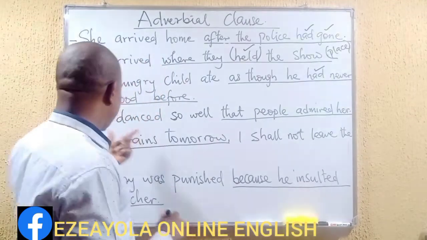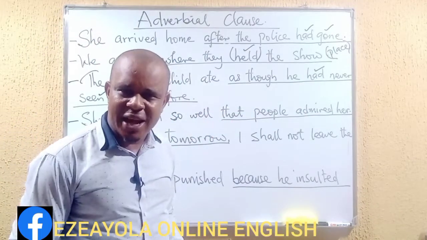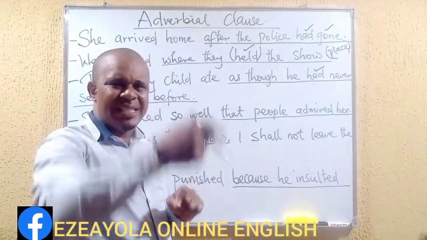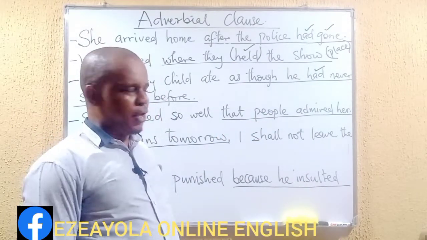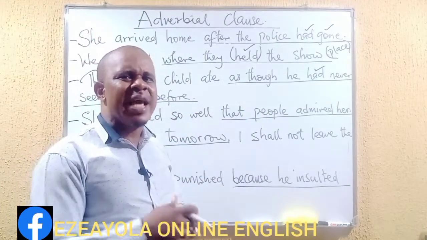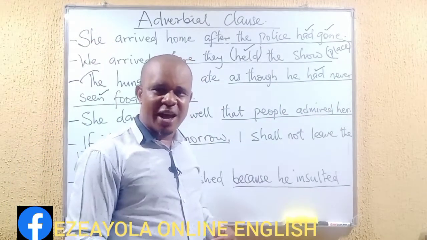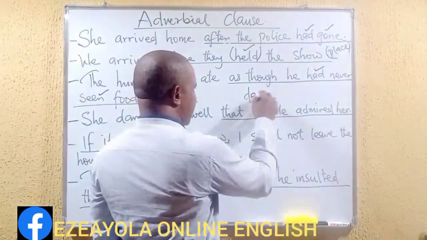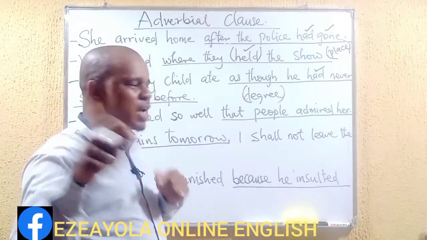The expression reads again, she danced so well that people admired her. Now, what do we notice here? We are looking at degree, the extent of the dance. So this should be an adverbial clause of degree, telling us the extent to which the dance took place. To what extent did she dance? To what extent that people admired her? So this is an adverbial clause of degree, as in this way, telling about the extent to which an action is done.